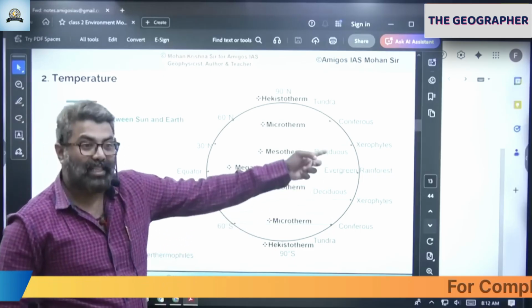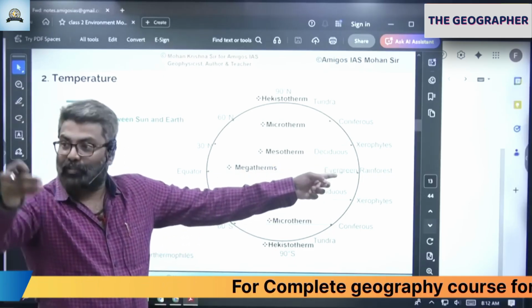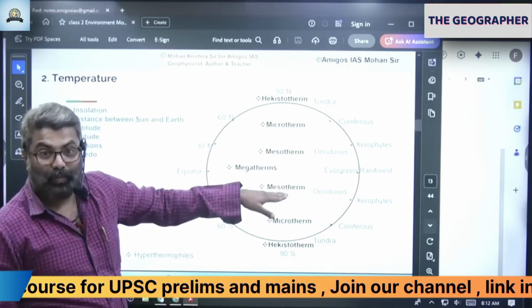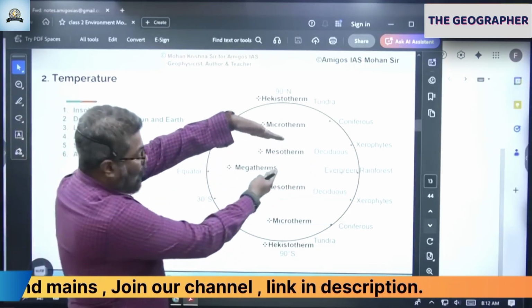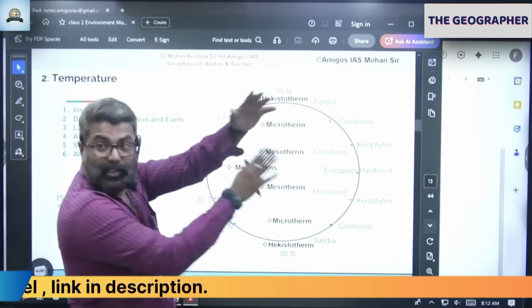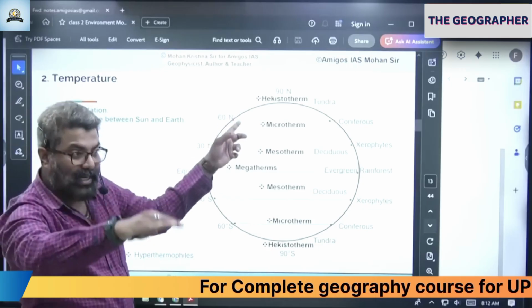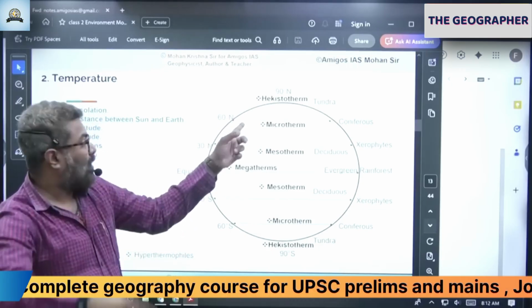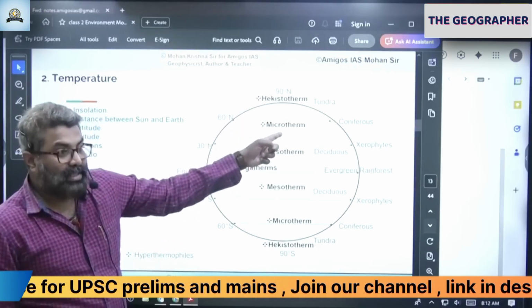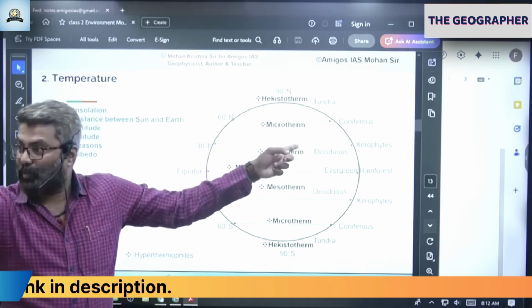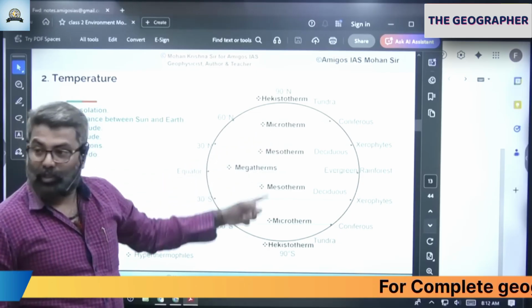Deciduous plants basically. Deciduous plants are those plants which shed leaves during dry season or in winter. Those are called mesotherms. Then further as you go into temperate regions, temperatures decrease. Those plants which can survive in slightly lower temperatures, 0 to 14 or 0 to 10, are microtherms. Less than 10 degrees Celsius temperature also they can tolerate. Conifers, for example, coniferous plants, are microtherms.